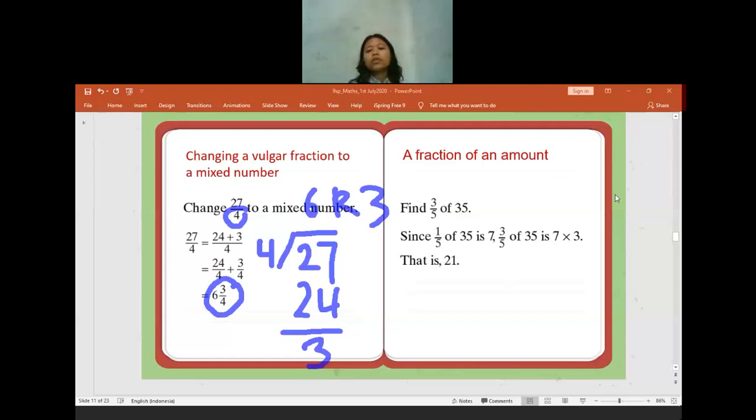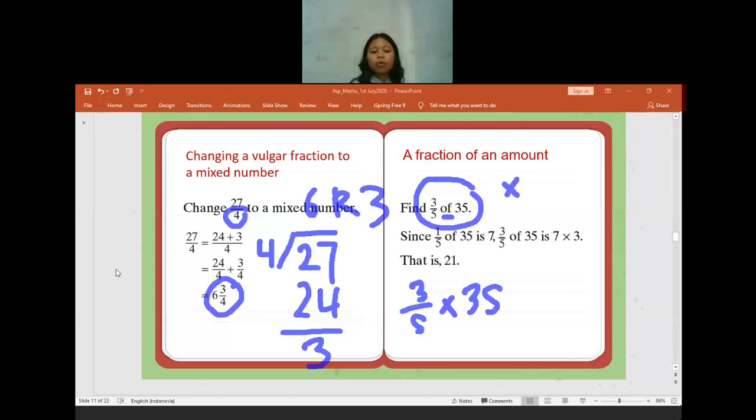Okay, if no one is confused, the next topic is fraction of an amount. We have to find the amount of a fraction. When we have 3 per 5 of 35, the word of here means multiply. Of means multiply, so we can do 3 by 5 times 35. We can cancel each other, it's okay. So the 35 we can cancel with 5. 5 divided by 5 will be 1. 35 divided by 5 will be equal to 7. And then 3 times 7 will be equal to 21.